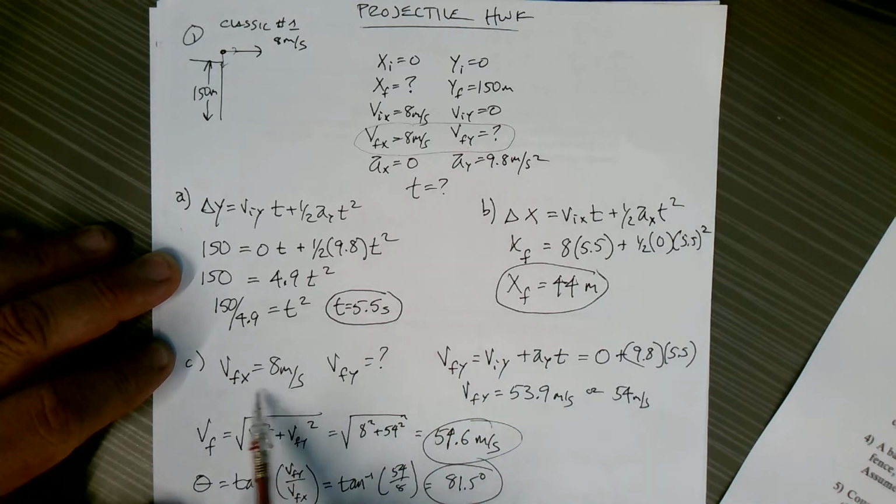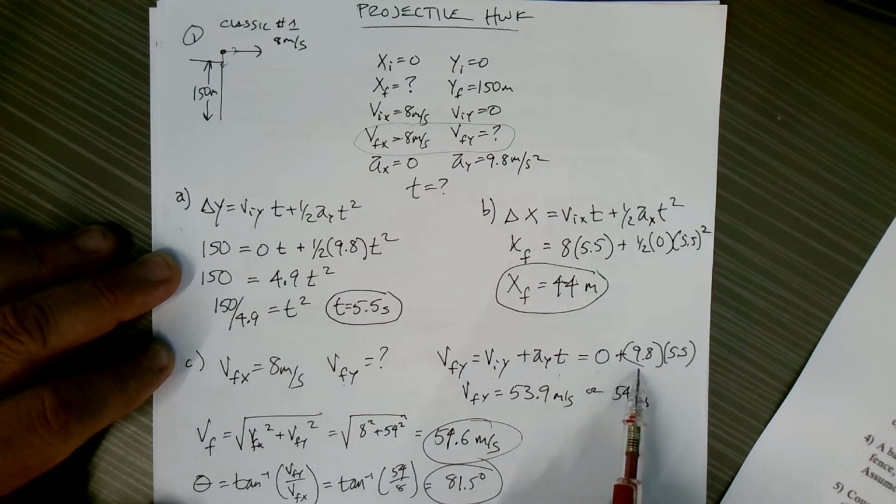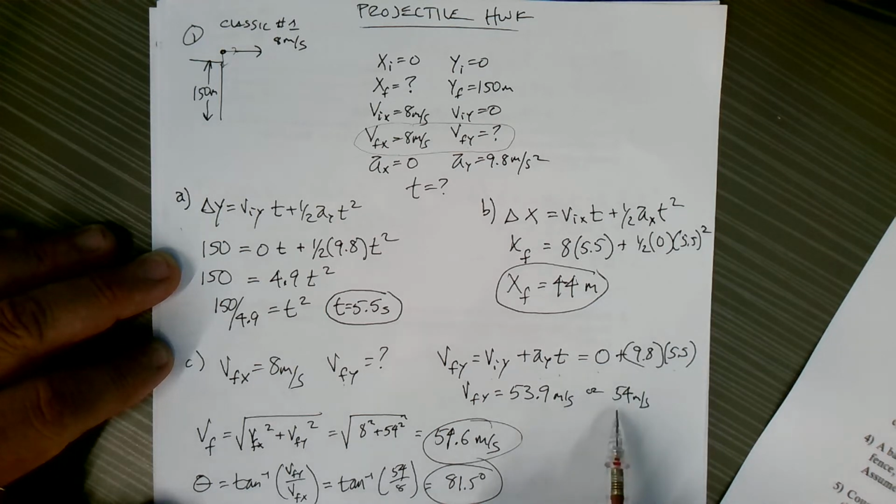So here I know that my final x velocity is the same as my initial, but what is the final y velocity? So I went over here and used the simplest equation to find it. V final y equals v initial y plus a times t in the y direction. V initial y is 0. AY is the acceleration due to gravity, and there's my time. So I found an answer that was really close to 54. I could keep 53.9, but there you go.